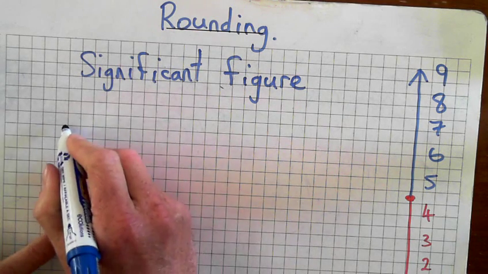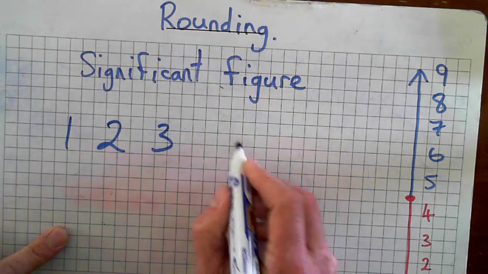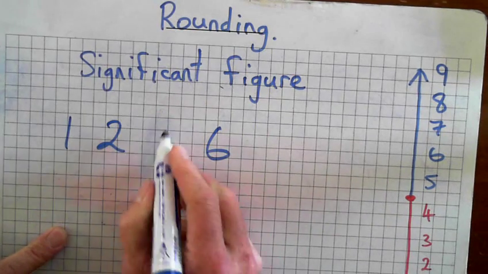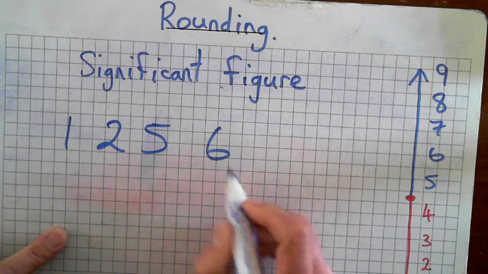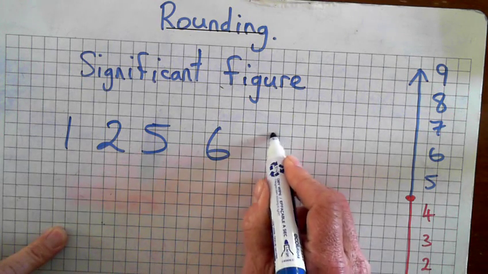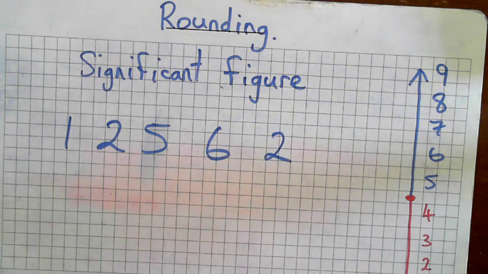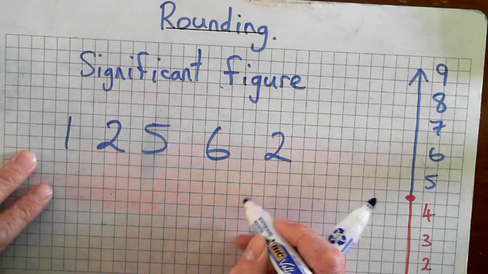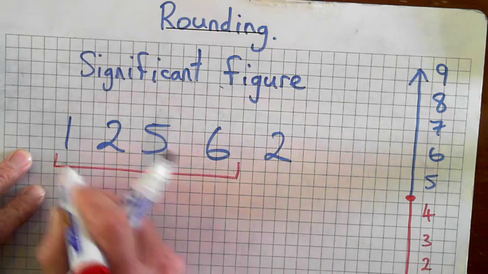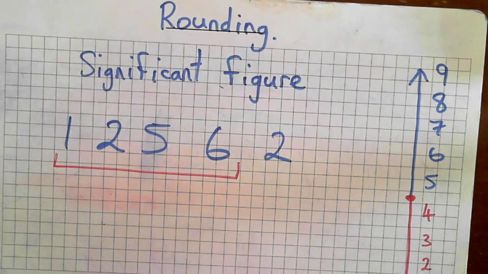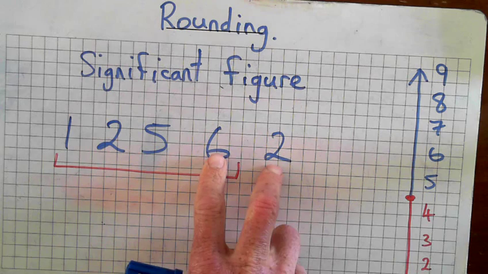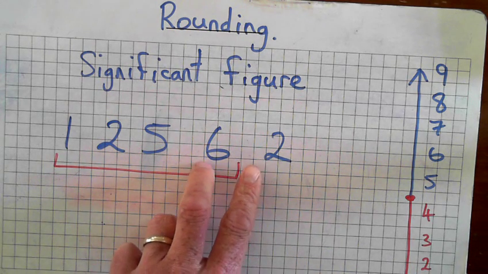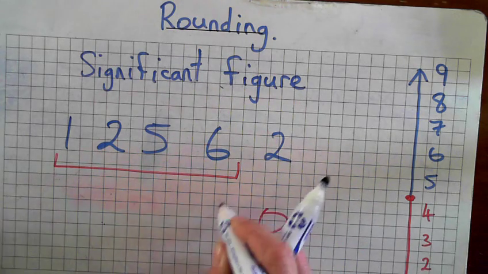We'll do one other example. 1, 2, 3, 5, 6, 2. Right. I'm going to write that to four significant figures. 1, 2, 3, 4, left to right. So 62 is the number that we're going to have to round. Round it to the nearest 10, 62. 60.